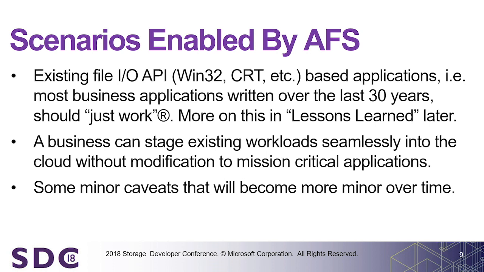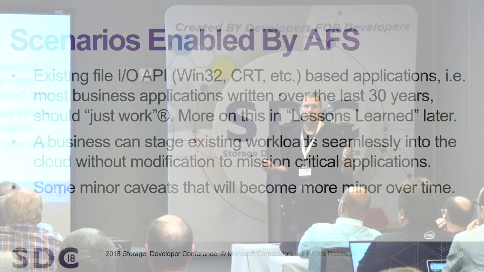What's enabled by AFS, Azure File Service, is that since it is just regular Windows APIs, either C runtime or Win32, like create file, open file, you can take existing applications, and without even recompiling them, they just work.